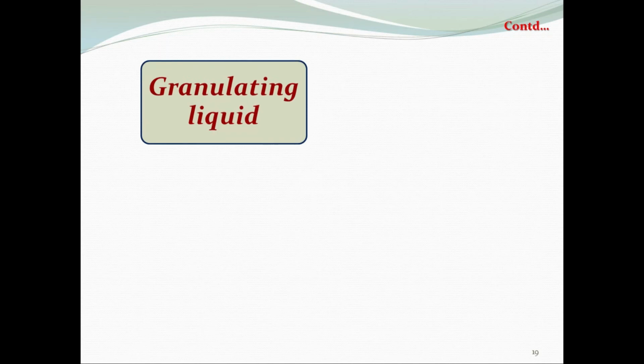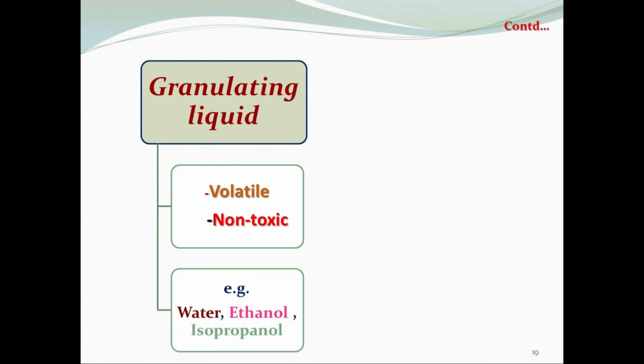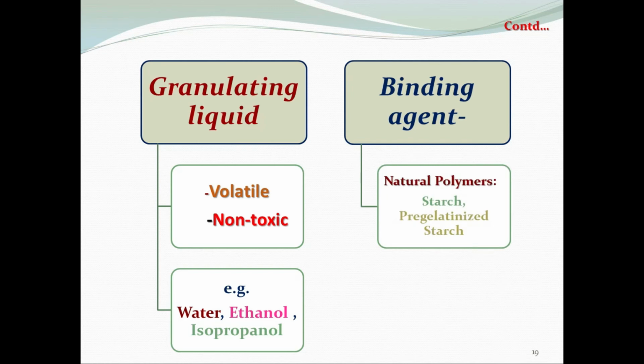Next, granulating liquids. What are granulating liquids? These are the liquids or solutions we prepare as a binder solution or granulating liquid. These are generally volatile and non-toxic liquids. Examples are water, ethanol, propanol, or isopropyl alcohol. Secondly, binding agents. Which binding agents do we use? Generally natural polymers like starch and pre-gelatinized starch.